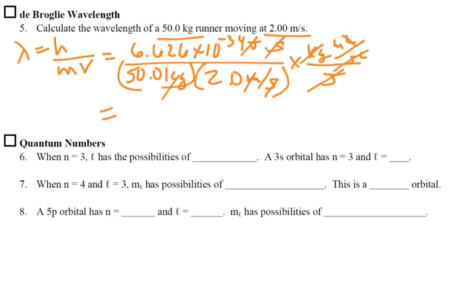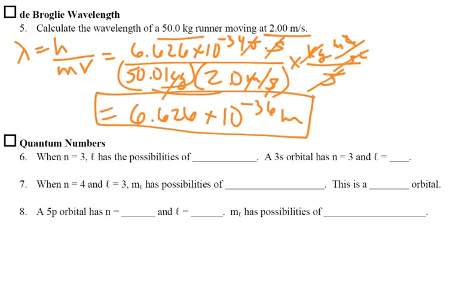I didn't really need to use my calculator because 50 times 2 is 100. So all I need to do is divide this by 100. So the answer is 6.626, or we could round that off, times 10 to the negative 36 meters. And that is called the de Broglie wavelength of that running runner. And that's going to be totally insignificant according to the size of the runner.